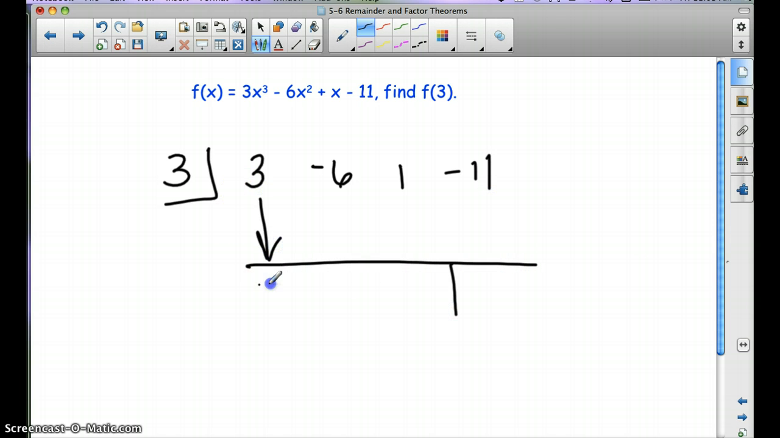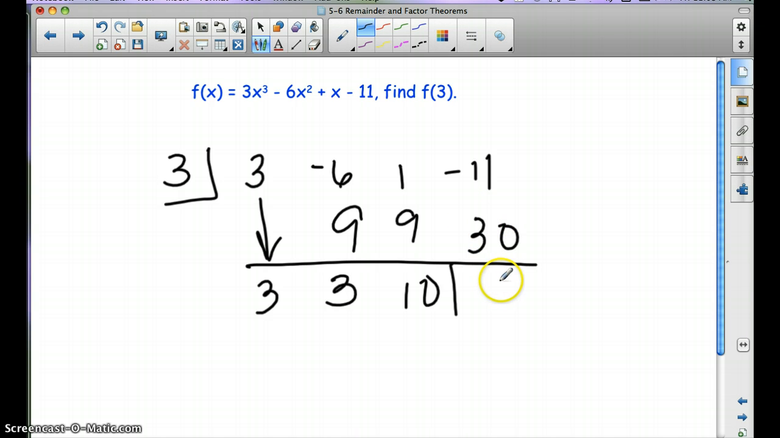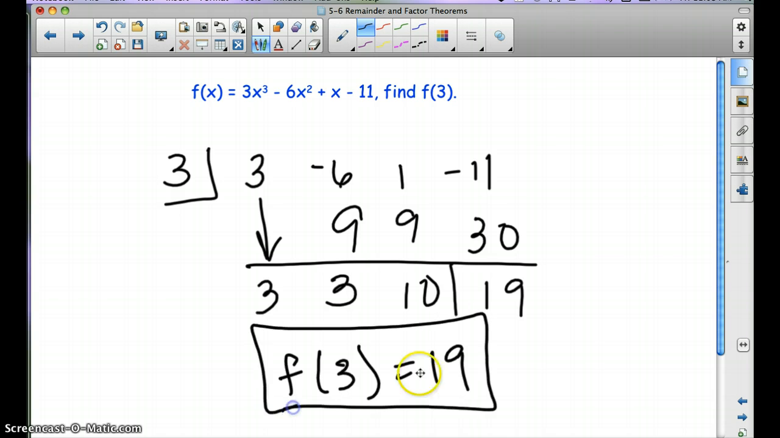Drop down the 3. 3 times 3 is 9. -6 plus 9 is 3. 3 times 3 is 9 again. And then we have 10. 3 times 10 is 30. So now a -11 plus 30 is 19. So f of 3 is going to give us 19. And that's our answer. That's how we use the remainder theorem.